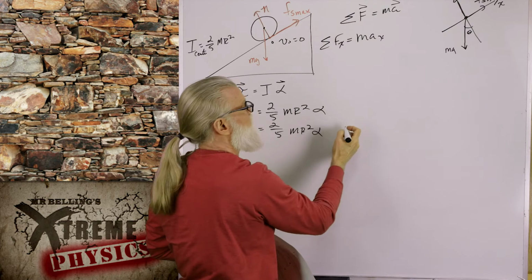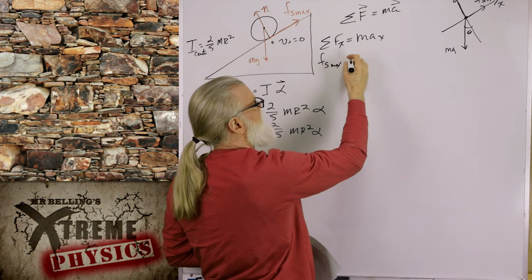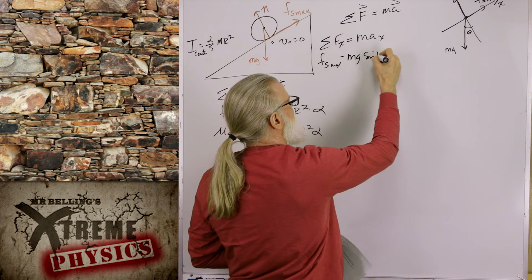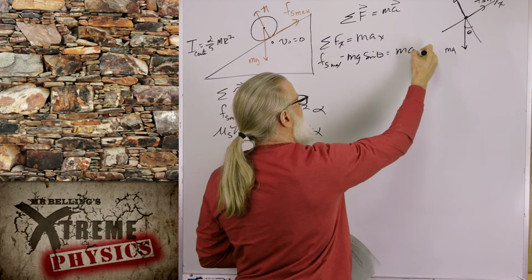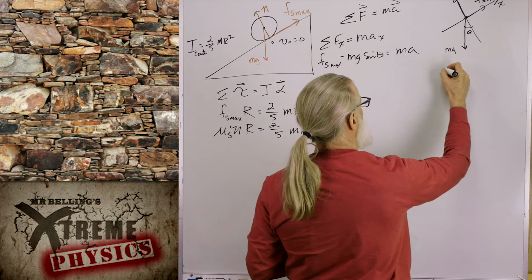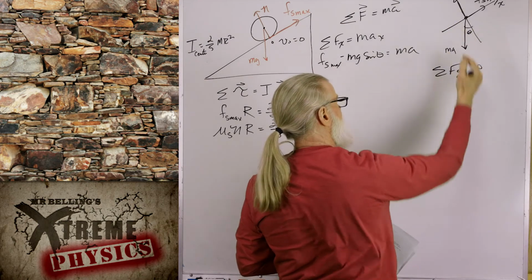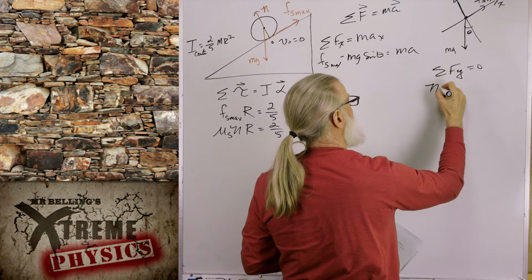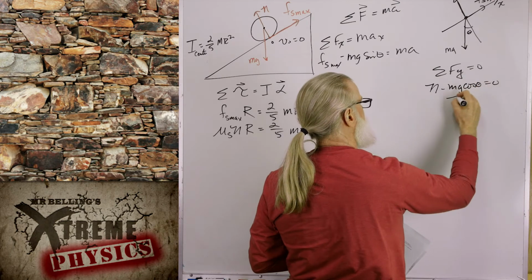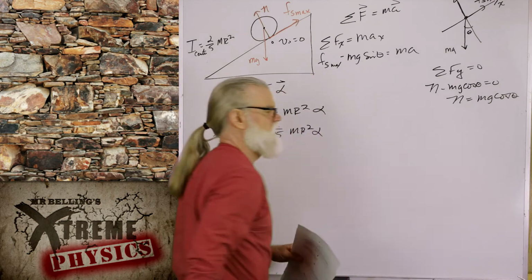So what do we got? We got F static max minus mg sine of theta equals ma. And then we also know that the sum of the forces in the y equals 0. It's not accelerating in this direction, so we got normal minus mg cosine of theta equals 0. So of course the normal force equals mg cosine of theta. All right, we got the normal force. That's a good thing.